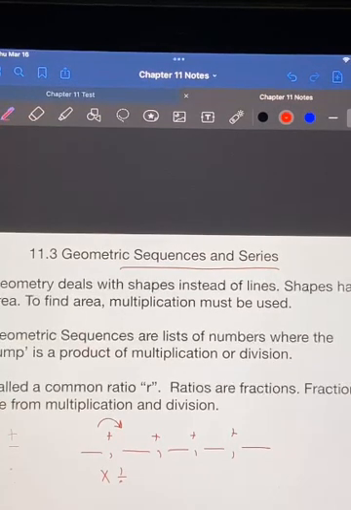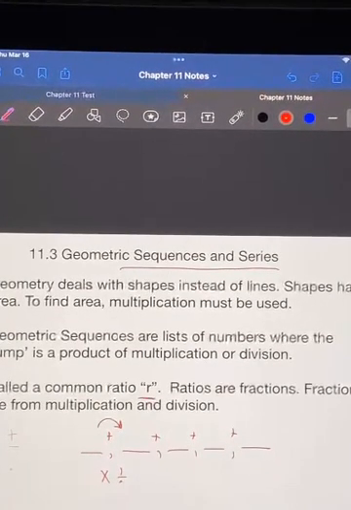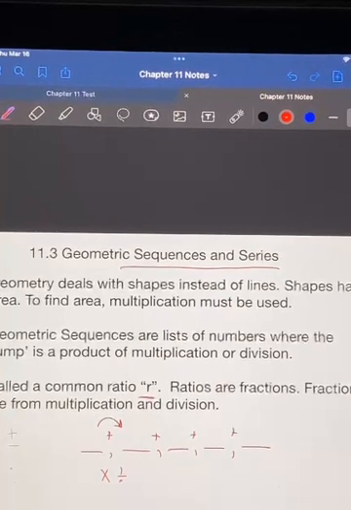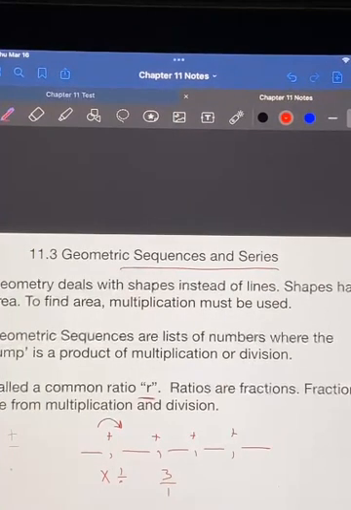And so what we call that is an R value. It's a common ratio. We know that a ratio is simply two numbers. Ratios are a fraction. We can write any whole number as a ratio. We could write 3 as 3 over 1, and it would be a fraction. It would be a ratio.